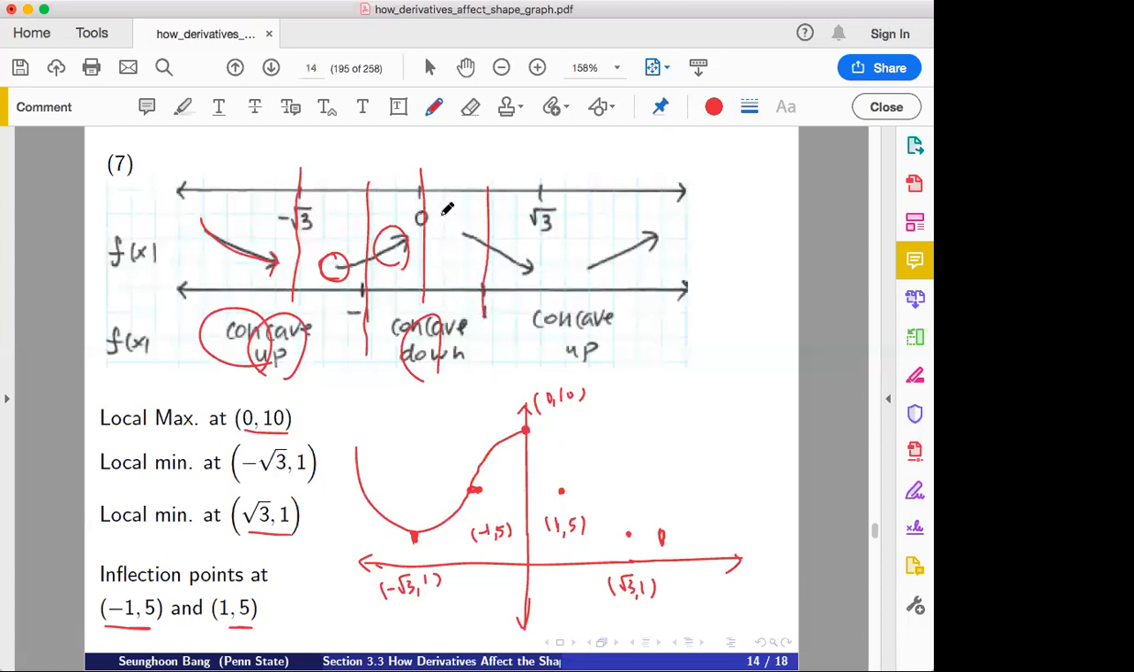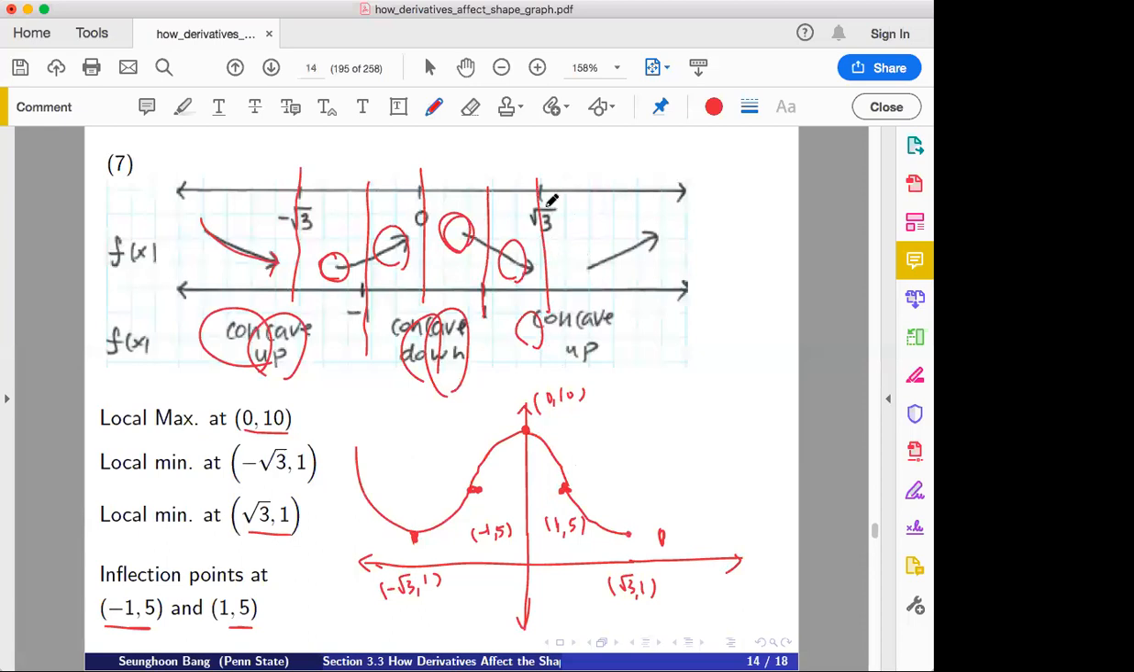Another one, 0 to 1, decreasing concave down. So like this. The 1 to root 3, here, decreasing concave up.